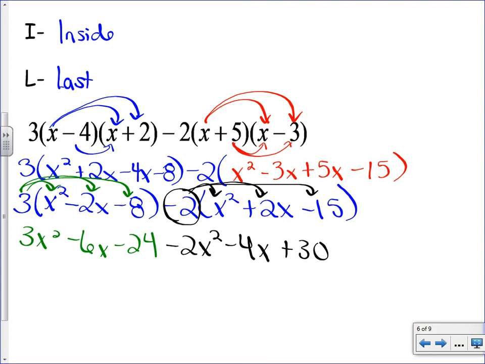Okay, does anyone have any questions about how I got any of those terms? Okay, I'm not quite done yet. Caitlin, I have one final step. What do I have to do here? Good, so what will I write? X squared. I gotta group them together. So I start with 3x squared minus 2x squared, and then negative 6x, and negative 4x, and negative 24 plus 30. Good.